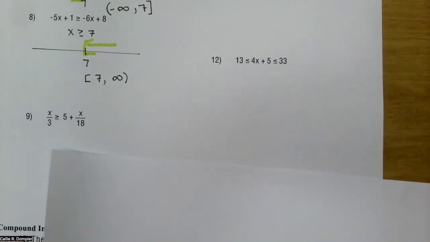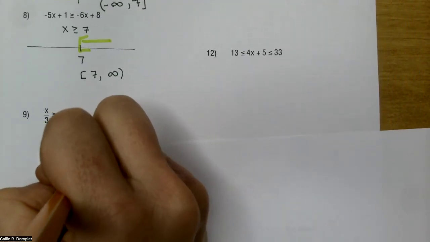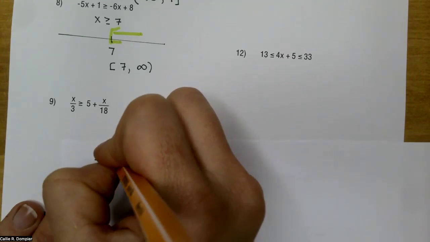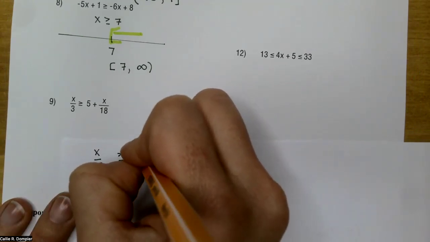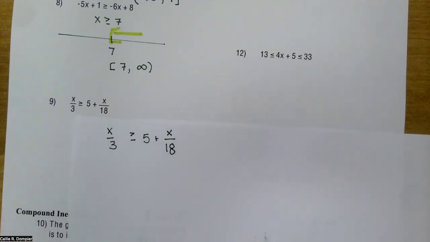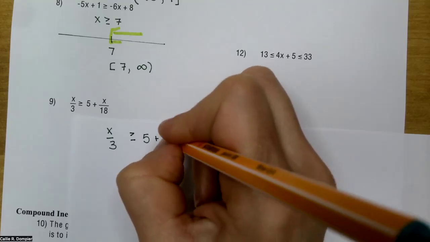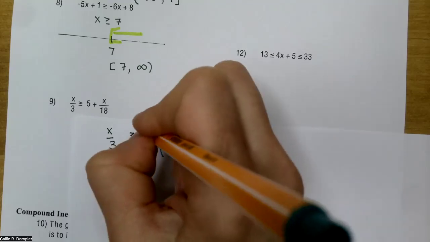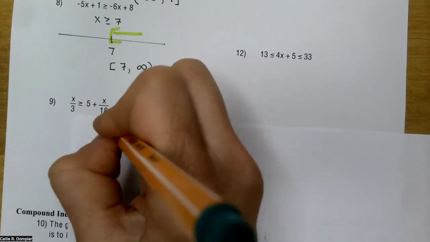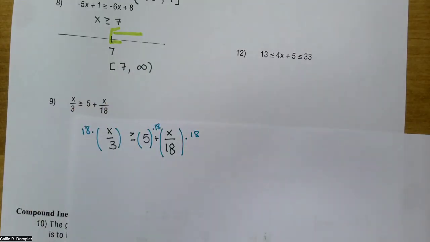Number 9, I have x divided by 3 is greater than or equal to 5 plus x over 18. So first of all, I want to get rid of these fractions, right? If I want to get rid of fractions, I'm just going to multiply everything by the biggest denominator. So I'm going to take this, multiply it by 18, take this, multiply it by 18, take this one, multiply it by 18, because I have to do it to every part of it so that it remains equal.